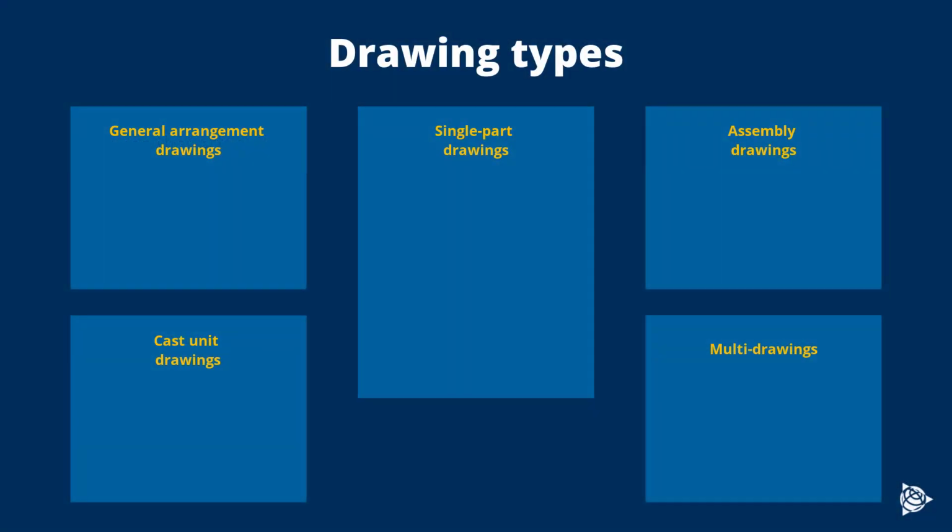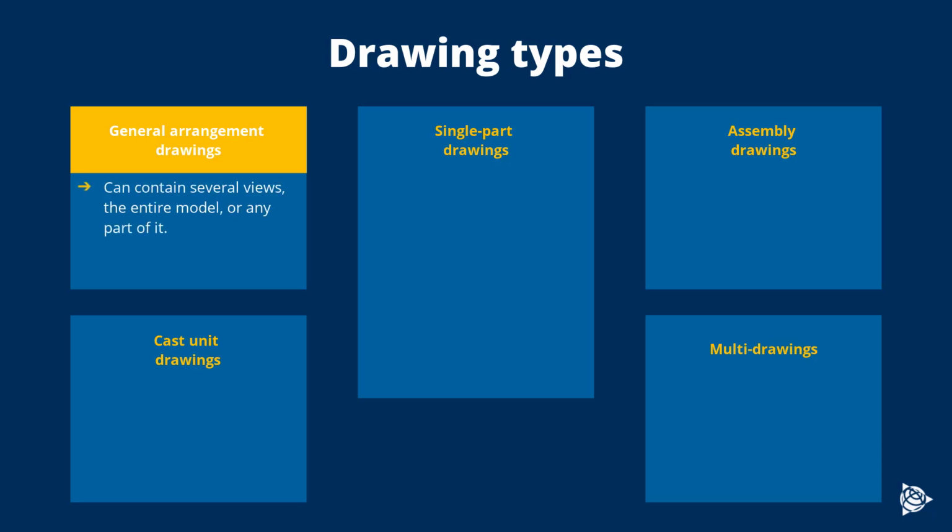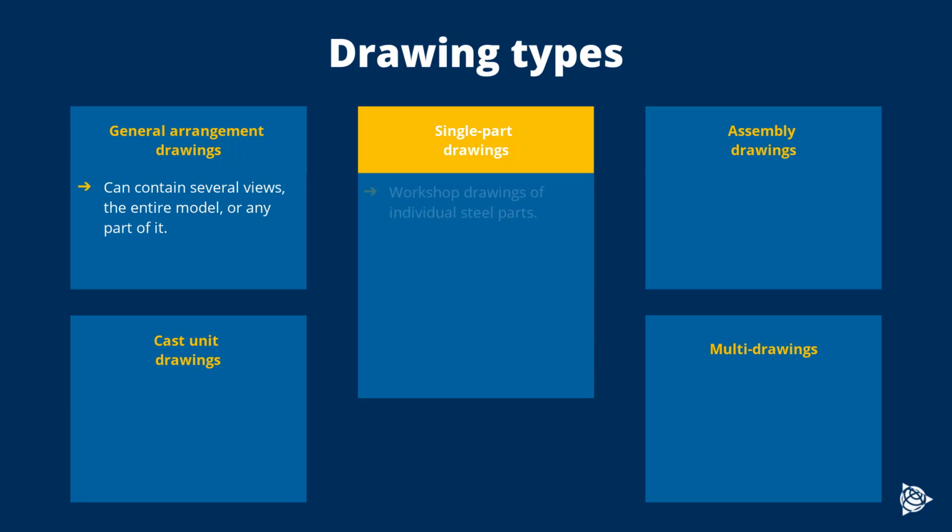You can create many types of drawings in Tekla Structures. General arrangement drawings, also known as erection plans or E-sheets, can contain several views which can include the entire model or any part of it. With general arrangement drawings, you can create erection, foundation, and other plans, as well as details from views in the model. Single part drawings are workshop drawings of individual steel parts.